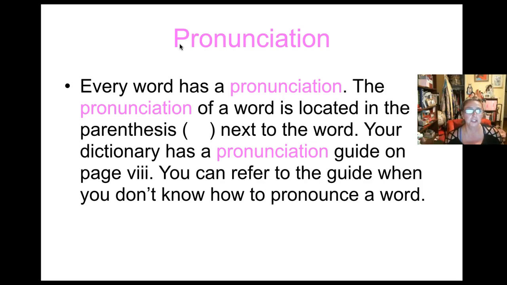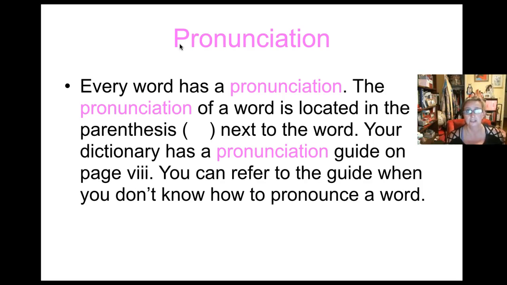Okay, your dictionary also has a pronunciation. The pronunciation of a word is located in parentheses next to the word. Your dictionary has a pronunciation guide on Roman numeral page 7. You can refer to the guide when you don't know how to pronounce a word. So oftentimes you will come across new words. So even if you sort of know what the word means, if you don't know how to pronounce it, you can use your dictionary to help you pronounce a word.